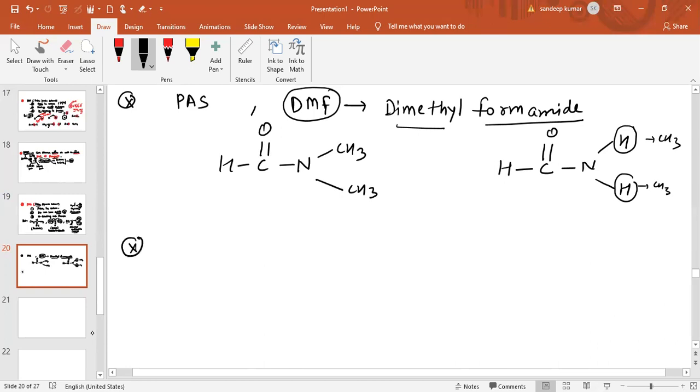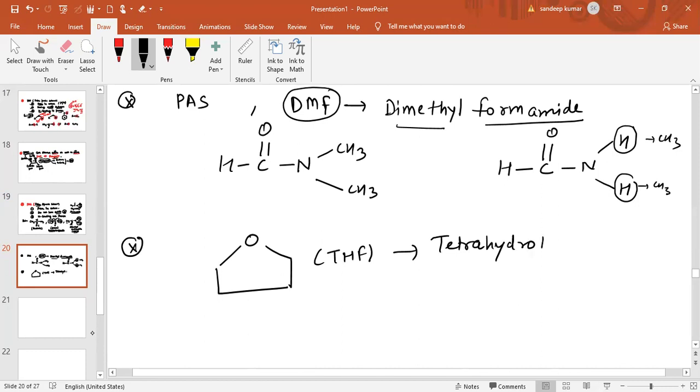See another polar aprotic solvent. Another polar aprotic solvent is like this. This compound we call THF. What is THF? THF is tetrahydrofuran. This is another polar aprotic solvent.